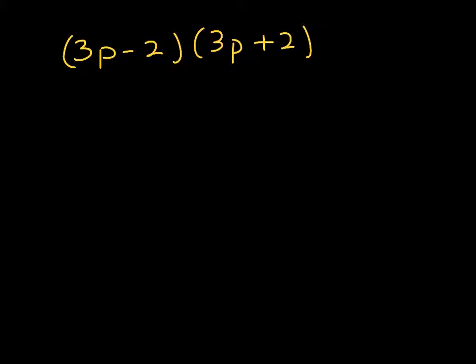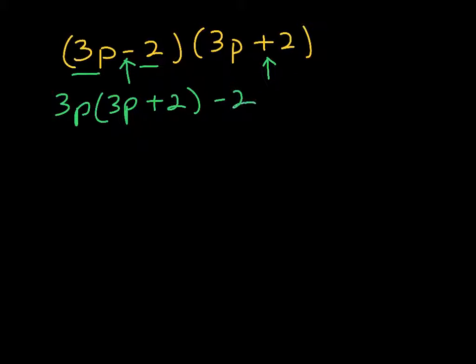Now (3p - 2)(3p + 2). Okay, this looks familiar, isn't it? Now let's do it before we talk about what kind of algebraic expression this is. You can see there's a negative sign here and a positive sign here, and the first term and the second term are the same in both. Okay, so keep that in mind. So this is 3p(3p + 2) minus 2(3p + 2).